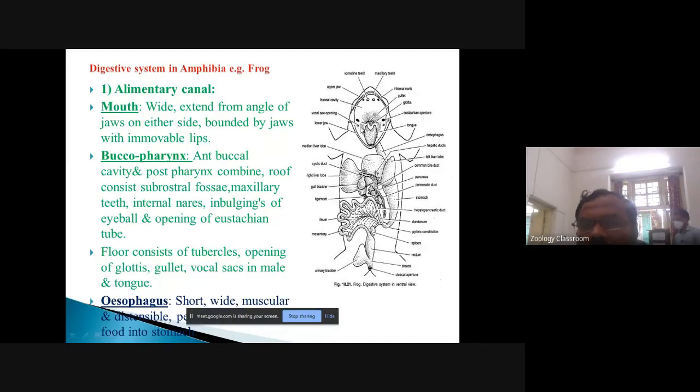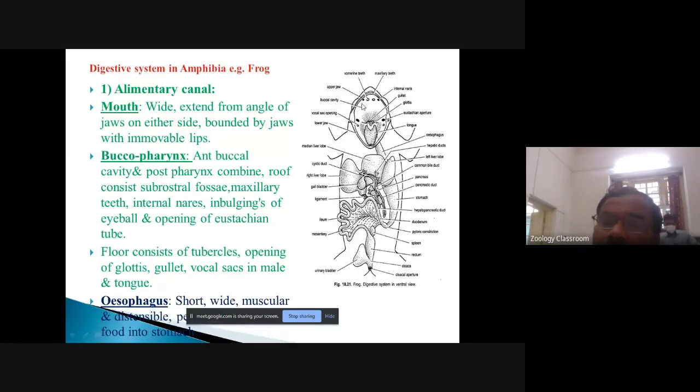Then on either side there are two other openings. These are the openings shown here. These are openings of the vocal sacs. If this is a male frog, then the male frog shows the presence of vocal sacs outside, that is at the region of the throat, and they open inside by this opening of the vocal sac. Vocal sacs are used for making the croaking sound to attract the female during the breeding season, that is, during the rainy season.